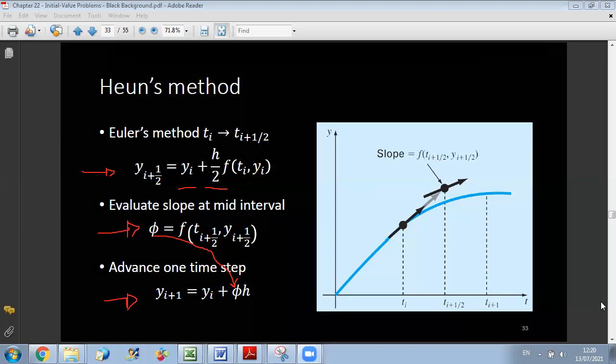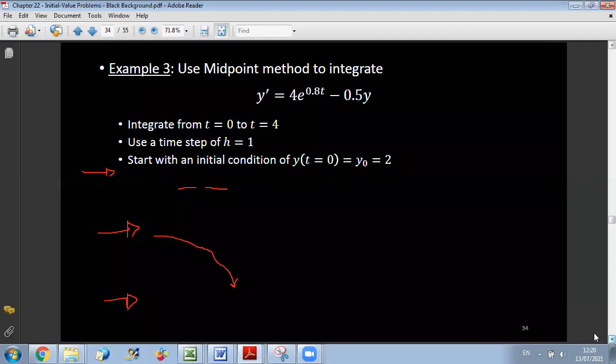So we will go over the same example again. We will solve y prime equal to 4 exponential 0.8t minus 0.5y. We'll integrate from t equals 0 to t equals 4 using the same time step of h equal 1 and with the same initial condition, which is y at t equals 0 equal to y0 equal to 2. So we are always proceeding with the same example so that we can compare the results at the end.